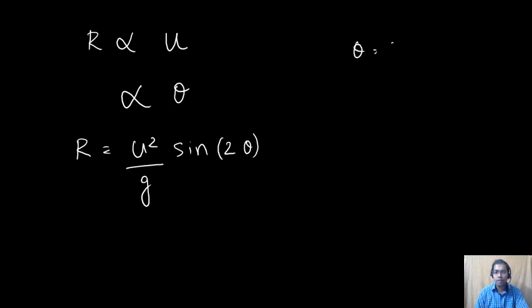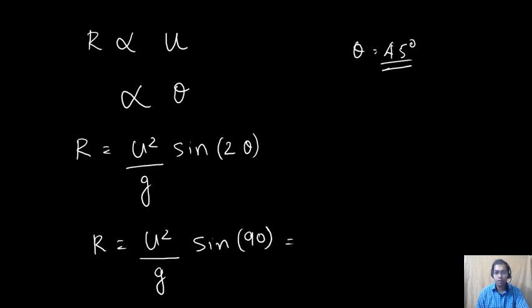Now if I take theta is equal to 45 degrees as my angle, R will be nothing but u square by g into sine 2 times 45, which is sine 90 degrees. So that is going to be u square by g. So the maximum range that can be covered for a given initial velocity is when angle theta is 45 degrees, because sine becomes maximum. Sine 90 is equal to 1, which is the maximum value of the sine function. So that means the range it is going to cover will be the highest.